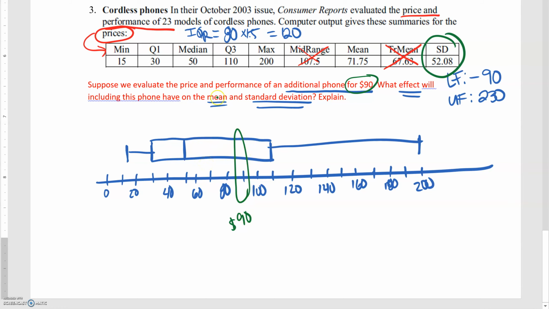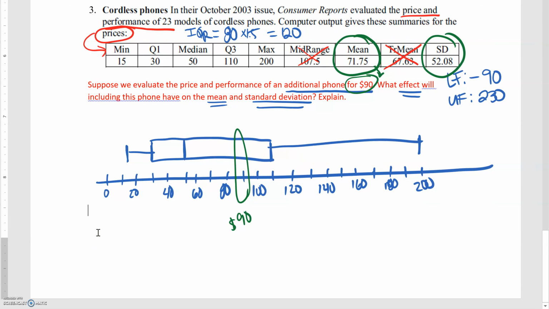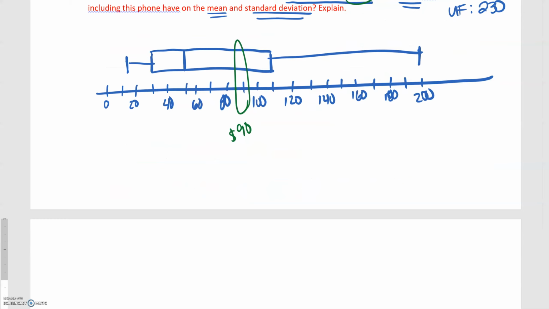So specifically, how does it affect the mean? If you look at the actual mean, 71.75, that $90 is bigger than the 71.75. So then I would say the mean, maybe I should type it out as a text box. So let me stop my pen and add a text instead. It's not going to let me add it on here, so I'll just add it here.